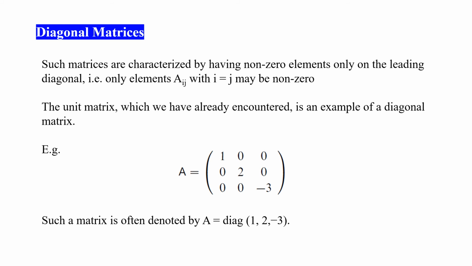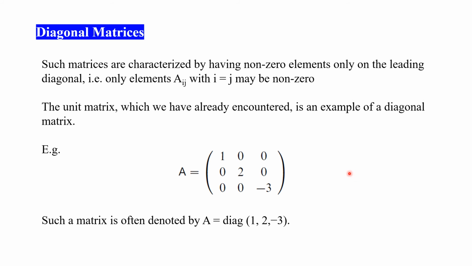The first special type of square matrix is called diagonal matrices. Such matrices are characterized by having non-zero elements only in the leading diagonal, that is, on this diagonal here. Only elements A_ij where i is equal to j may be non-zero. That is A11, A22, and A33 for this example. The unit matrix, which we have already encountered, is an example of a diagonal matrix.